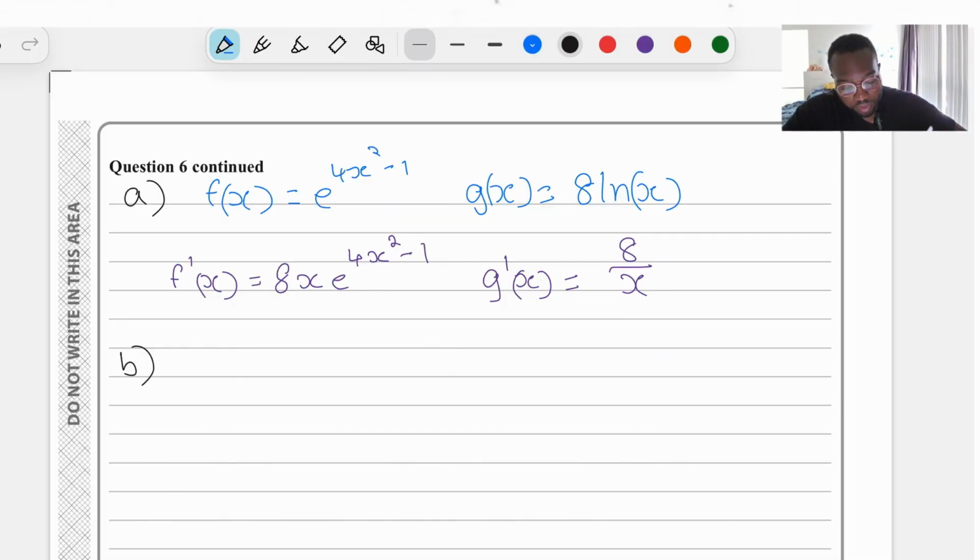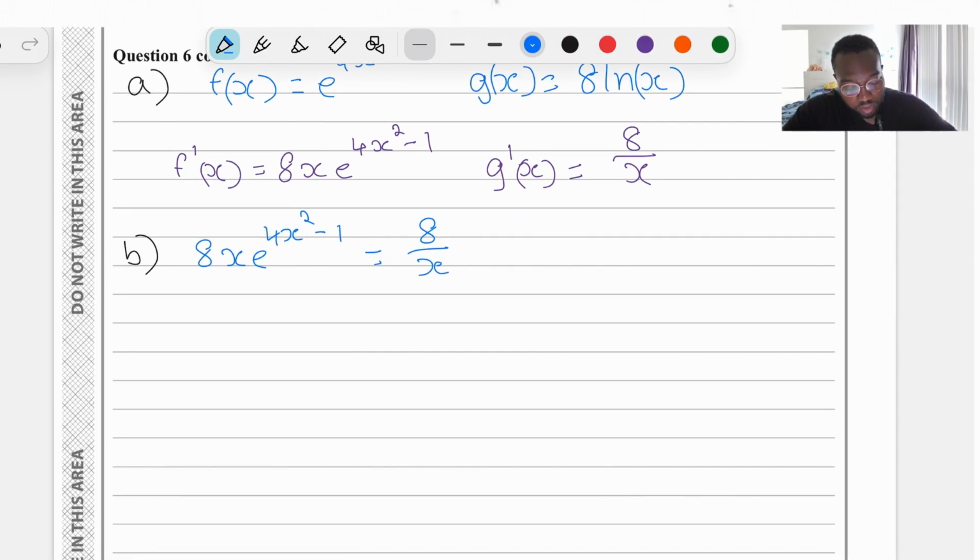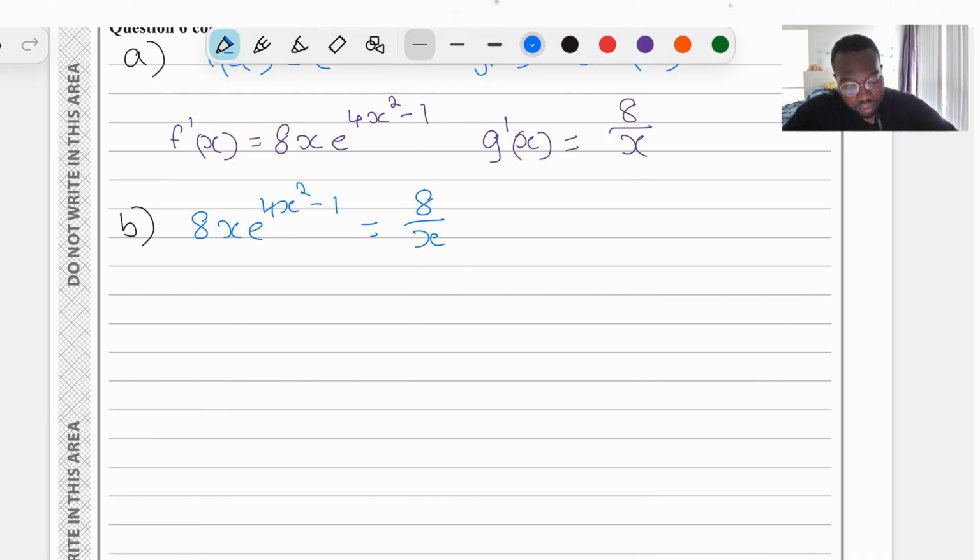Well, if f dash x equals g dash x, that means that 8x e to the 4x squared minus 1 must equal 8 over x, okay? And now we need to solve for x. So let's divide by 8x first. If we do that, we get e to the 4x squared minus 1 equal to 8 over the 8x times x, okay? Because we're dividing by 8x now. We're moving that 8x to the side.